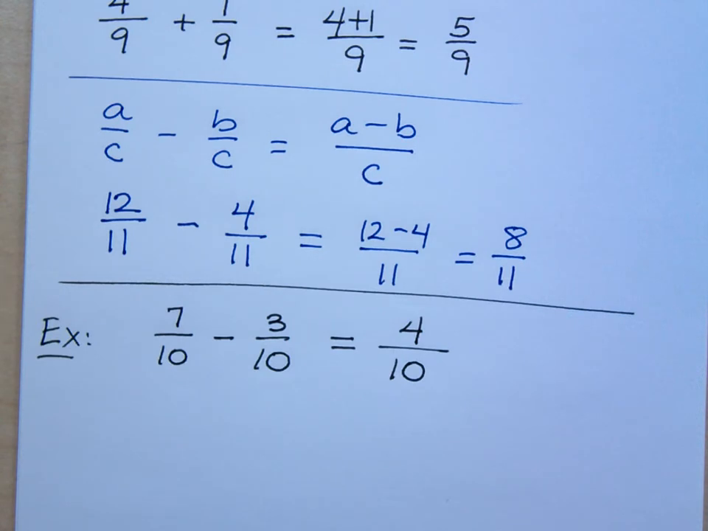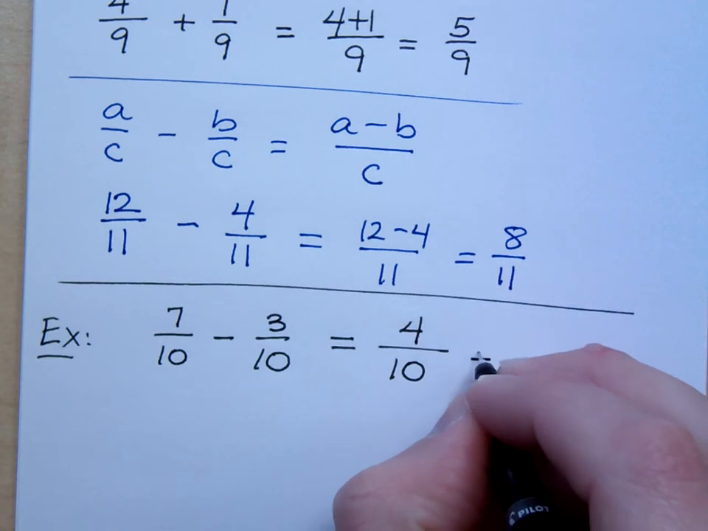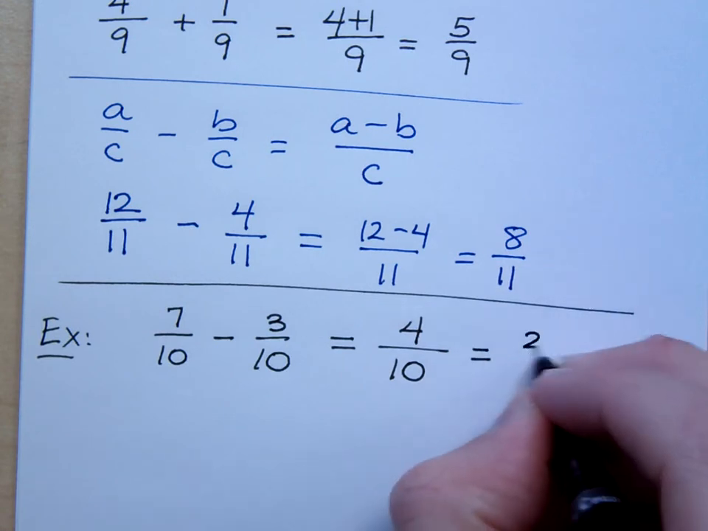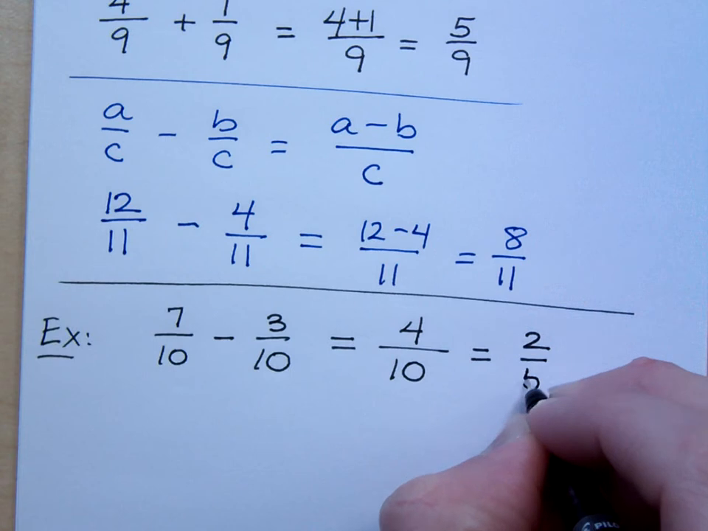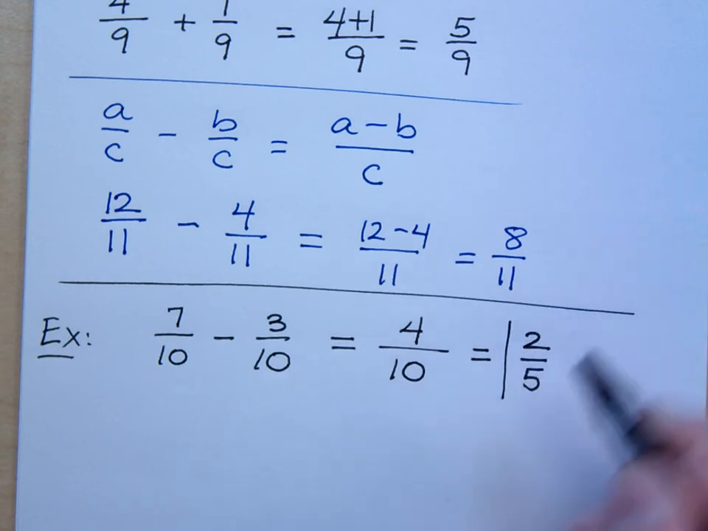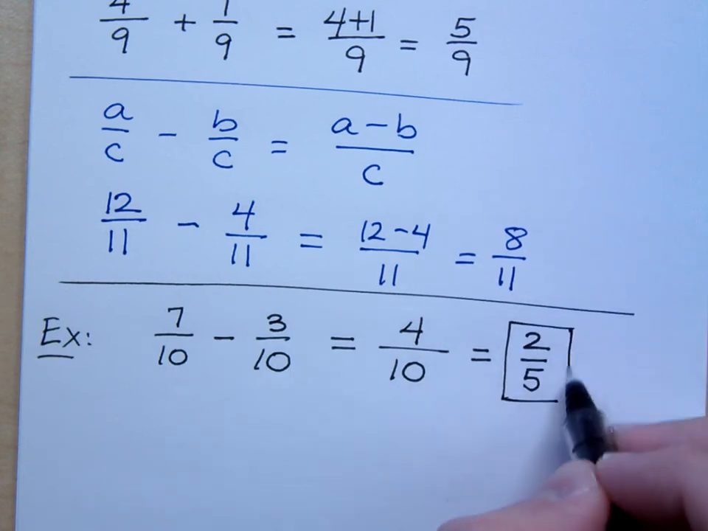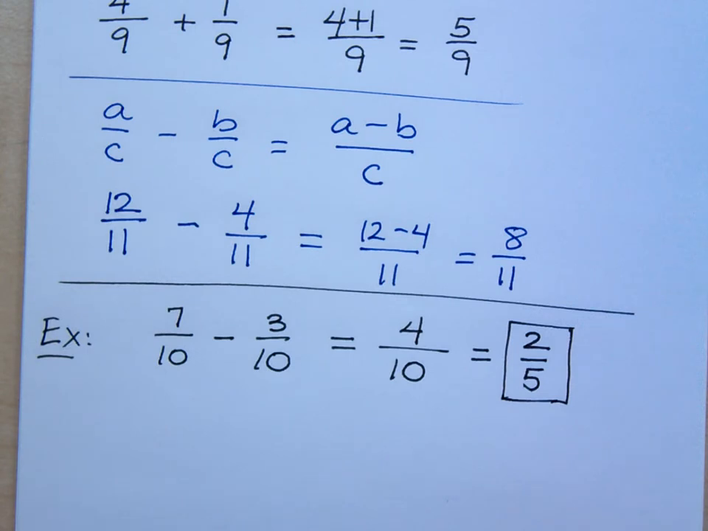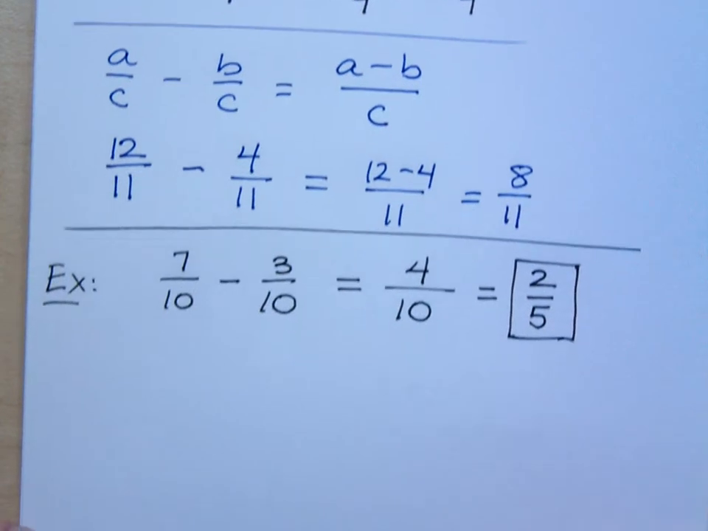This is not in lowest terms. How do I get it to be in lowest terms? Reduced by the common factor of 2, you get 2 over 5. Do you all agree with that? Okay.